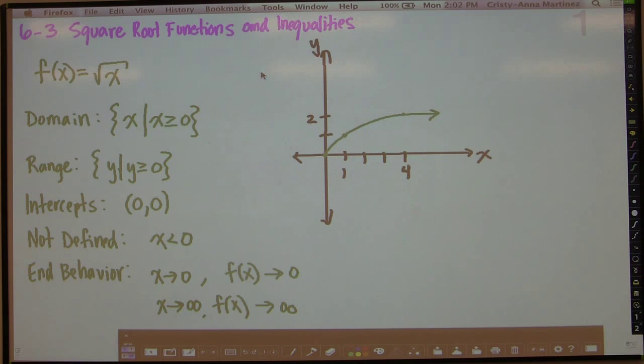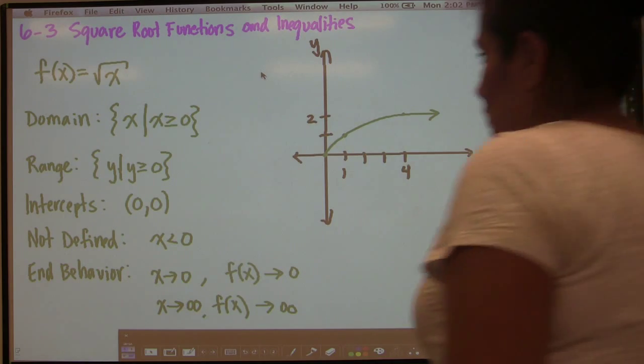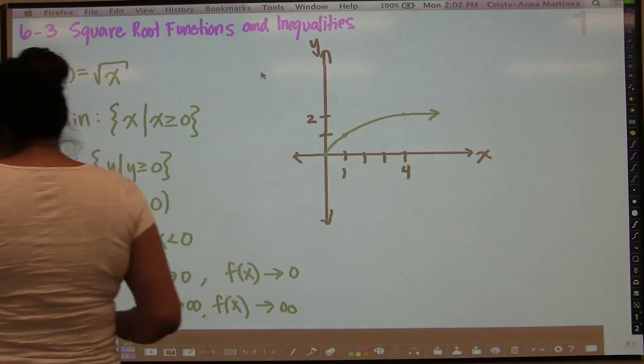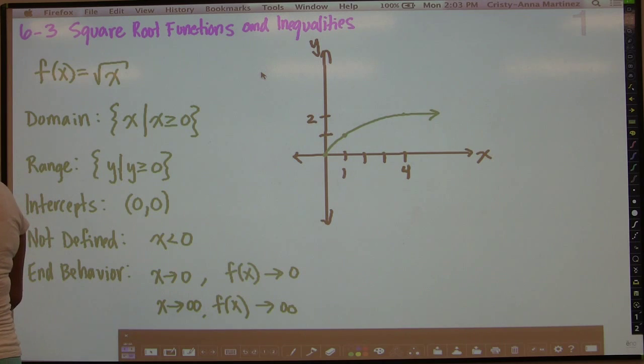Hello there, this is an Algebra 2 video, Chapter 6, Section 3, and today we are discussing square root functions and inequalities. It's important for us to discuss these functions because we just learned in our previous lesson about inverses, and of course square roots are inverses of squaring functions. So, basically it's the inverse of the parabola.